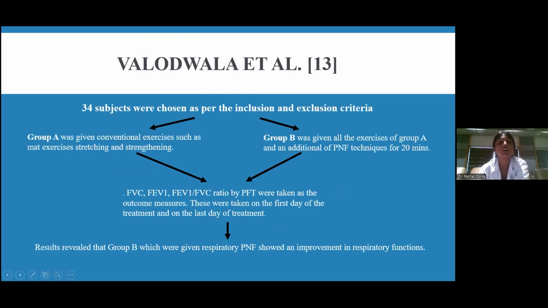Waludwala et al. used 34 subjects according to their inclusion and exclusion criteria. Group A was given conventional treatment such as mat exercises, stretching, and strengthening. Group B was given all the exercises of Group A in addition to the PNF techniques. They checked the FVC, FEV1, and FEV1 by FVC ratio by PFT, and these were taken as the outcome measures. These were done on the first day of the treatment and the last day. Results revealed that Group B showed improved respiratory function as it was administered with chest PNF techniques.